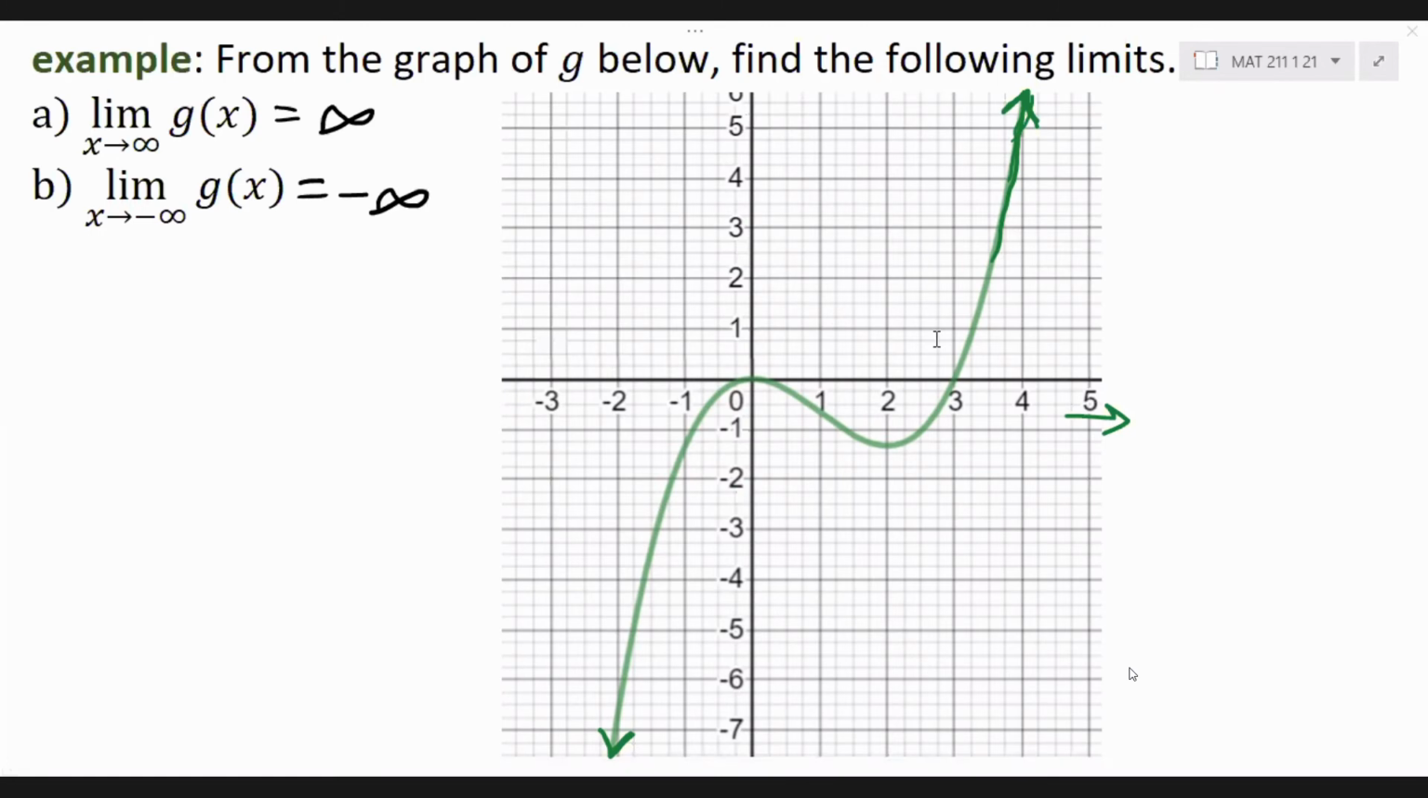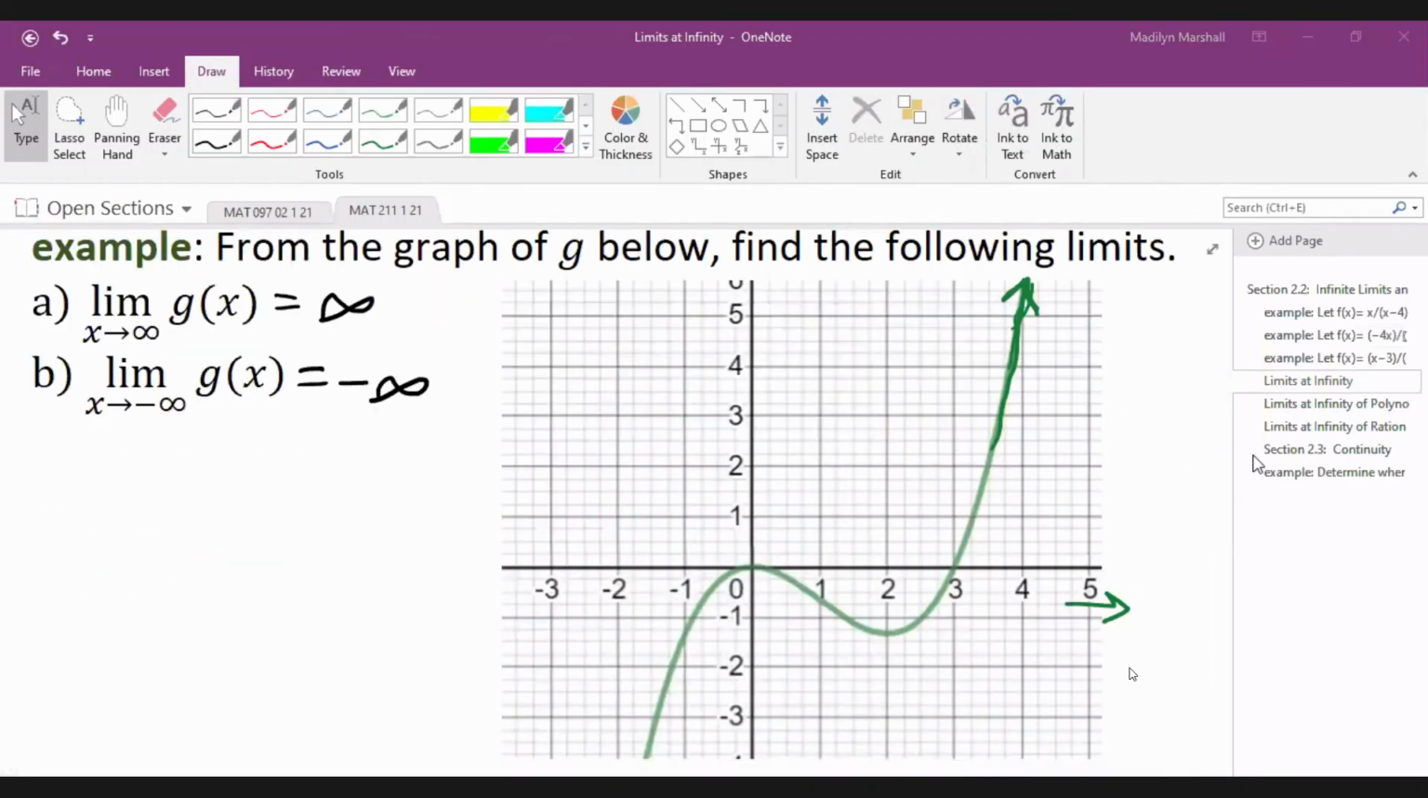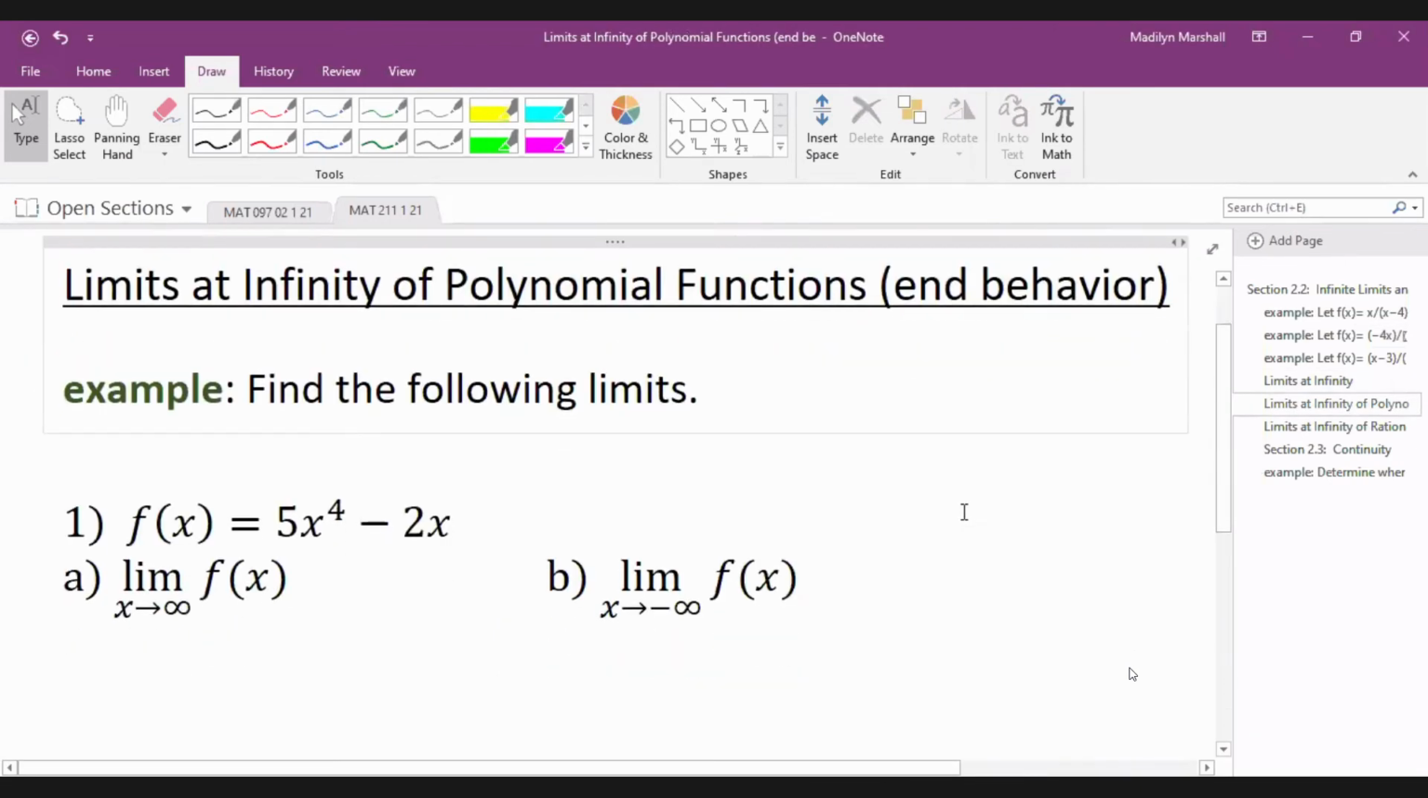So we're going to focus mostly on rational functions in this section as well, but just as a quick overview of polynomials. So limits at infinity of polynomial functions, which really is just another way to express end behavior of polynomials.